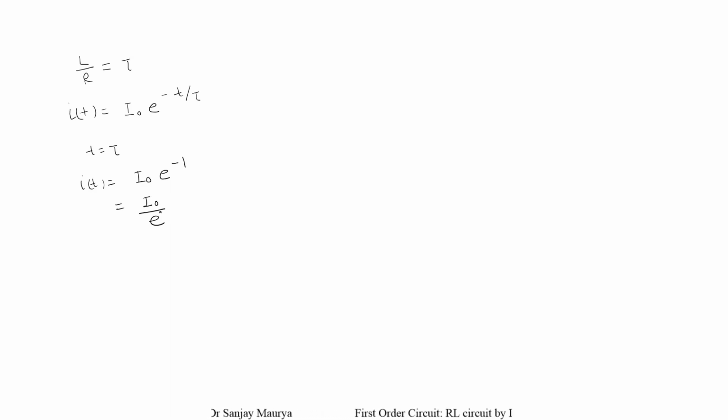So this tau is defined as the time constant. The time constant of a circuit is the time required for the response to decay to a factor of 1 by e of its initial value. In some circuits, we find that the stored energy of the inductor is dissipated across various resistors. In such a case, we can write tau is equal to L by R equivalent. R equivalent is the resistance seen from the two terminals of the inductor.